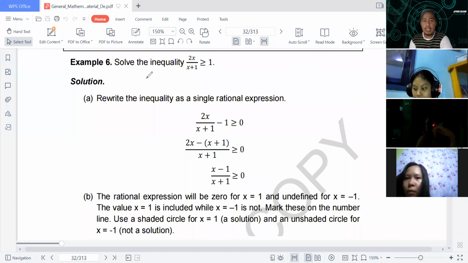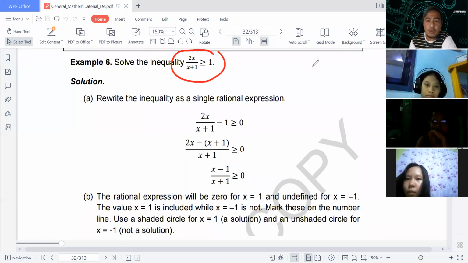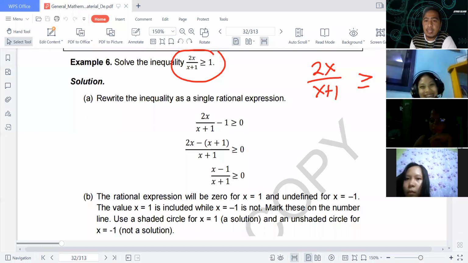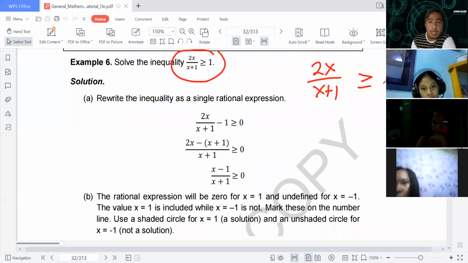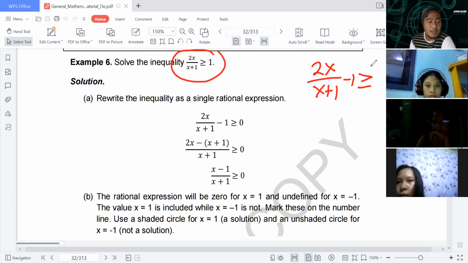So now, let's go back to our example. We transfer it to the other side. You have 2x over x plus 1 less than or equal to 1. We want this to be transferred to the other side. What is the process to transfer it? We subtract 1 from both sides. We subtract the same number on both sides. Since we subtract only a number, the inequality does not change, right? Does it change? No, sir.